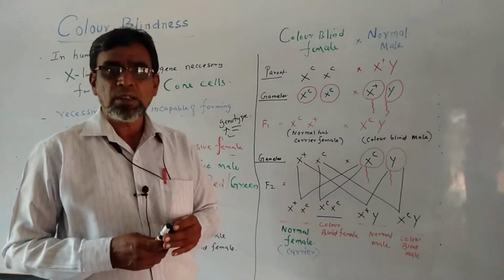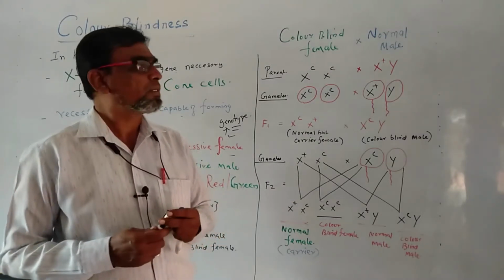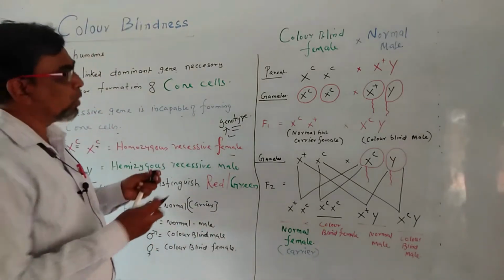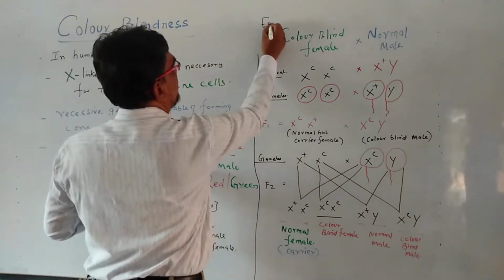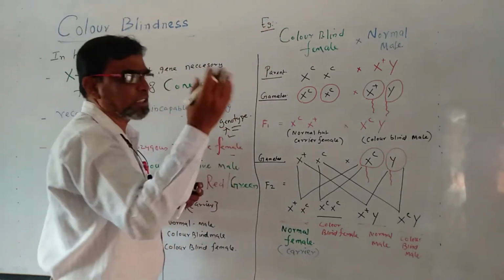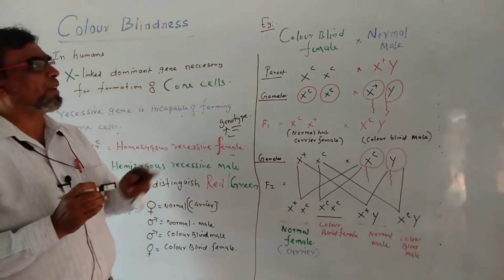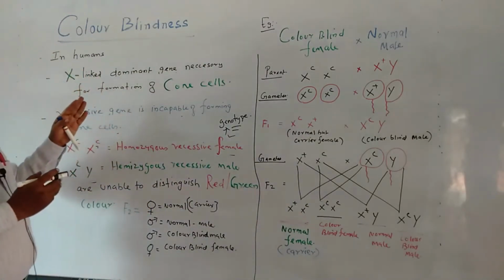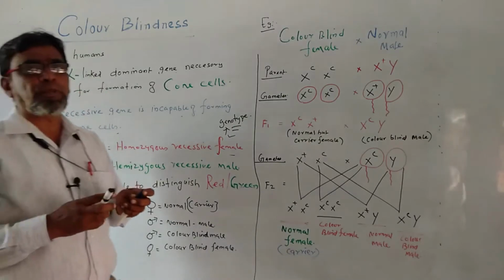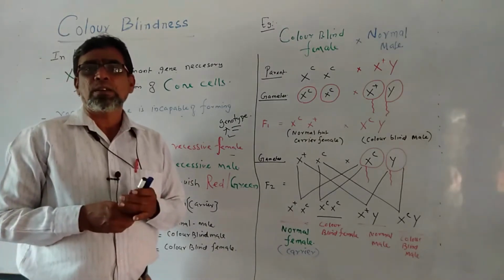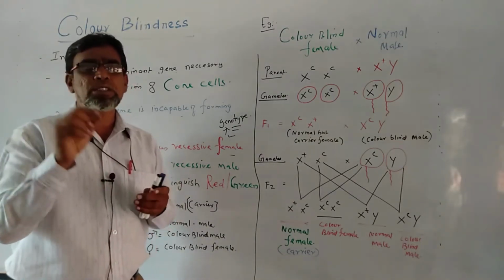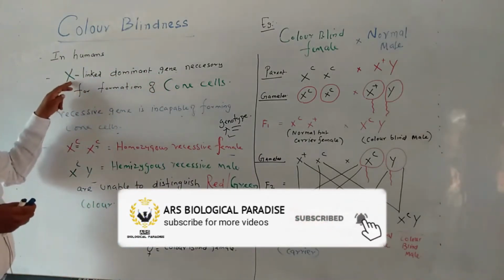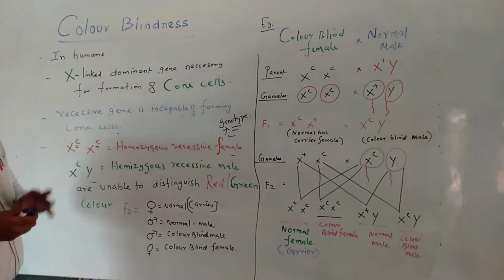Dear students, in this class we are going to discuss color blindness, especially one more example. In the last video we gave another example, but in this video we are giving one more example. We know that the cone cells are responsible for color vision. The formation of cone cells is controlled by a gene present on the X chromosome. So it is called what? X-linked inheritance. Are you clear, students?